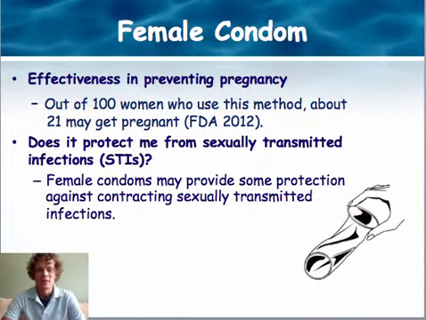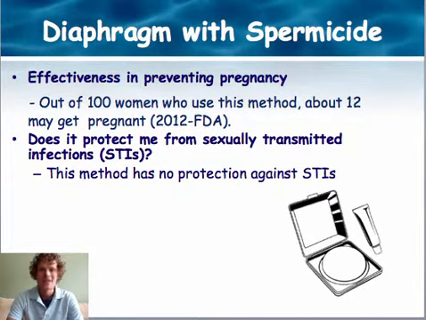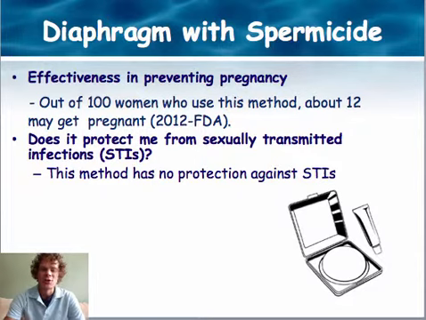A female condom. Out of every 100 women who use this method, about 21 may get pregnant. Female condoms may provide some protection against sexually transmitted infections. Diaphragm with spermicide. Out of every 100 women who use this method, about 12 may get pregnant. This method has no protection against STDs.